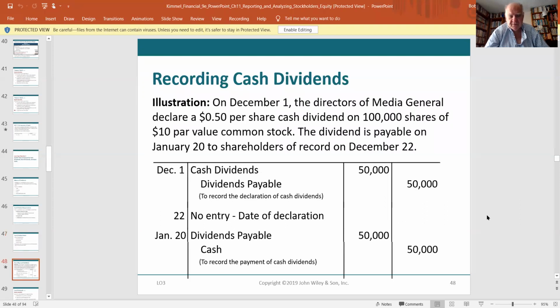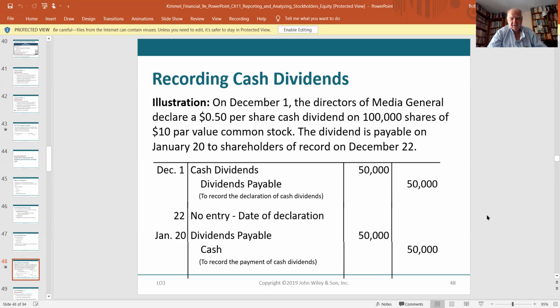Cash dividend dates. Here, they're recording the dividend. The directors of media declared, as soon as you see the word declared, that means that set up the liability. 50% per share cash dividend on 100,000 shares, that's $50,000.